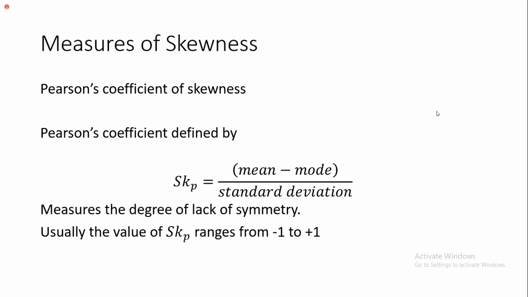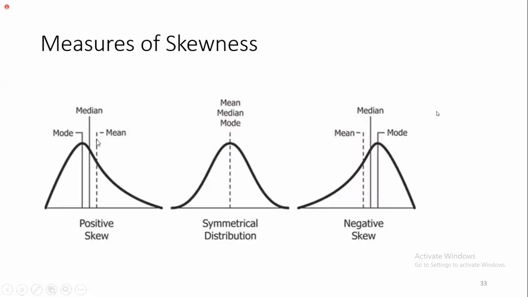Okay, let's go back to the diagram here. As you can see here, the right tail is very long now. If the right tail is very long, I told you we call it a positively skewed distribution. If you want to measure the skewness, you have to use the formula mean minus mode over standard deviation.